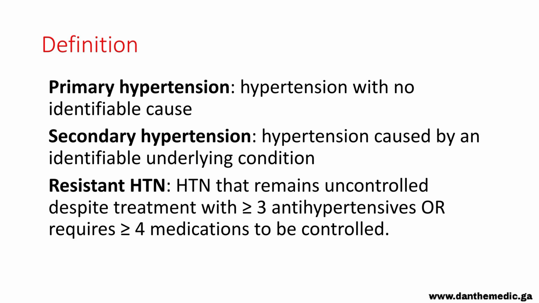So we also need to know the definition of primary hypertension. Primary hypertension is the hypertension that has no identifiable cause, while secondary hypertension is the kind of hypertension that has an identifiable underlying condition. Now, it's important to point out that primary hypertension is the most common kind of hypertension and it accounts for about 90% of all hypertension cases. Then we also have resistant hypertension, which is the kind of hypertension that remains uncontrolled despite treatment with greater than or equal to 3 antihypertensive medications or requires greater than or equal to 4 medications to be controlled.